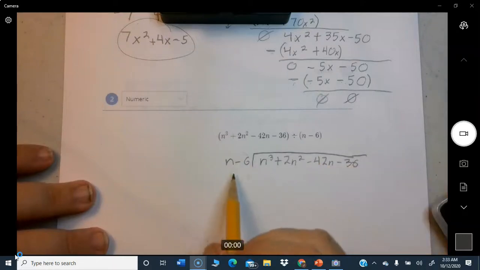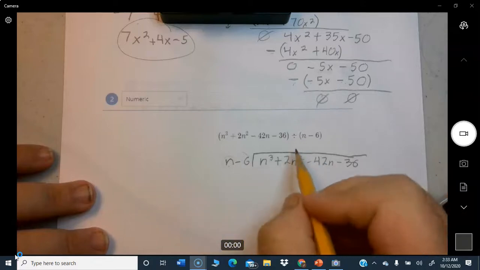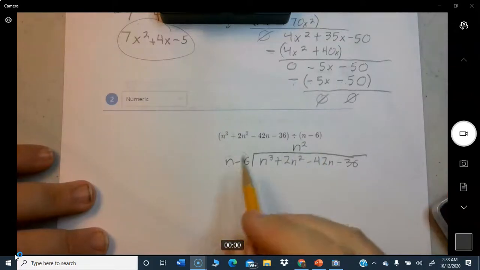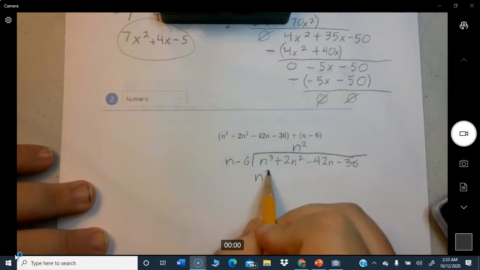Okay, so again, forget about the negative 6. And what do you have to multiply n by to get n to the third? And I think you can all see that's n squared. You've got to put that in the n squared column. N squared times n is n to the third, so that does go in the n to the third.